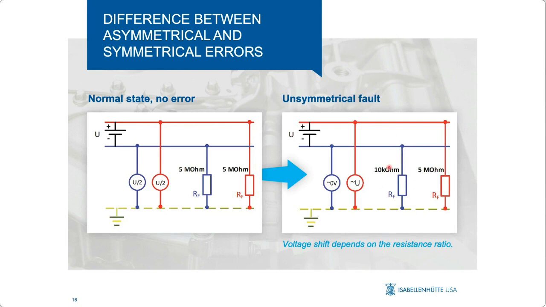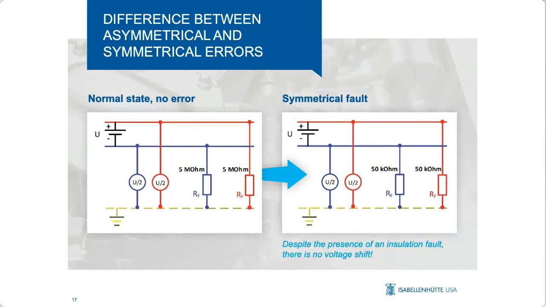That means there's a difference in the coupling resistances between the positive and the negative pole, which causes the isolation voltage to drop to 0 volts on the negative pole, and the full isolation voltage is measured from the positive pole to ground. In case there's no error in the system, the voltage from both the positive pole and the negative pole to ground is 1/2 of the total voltage.